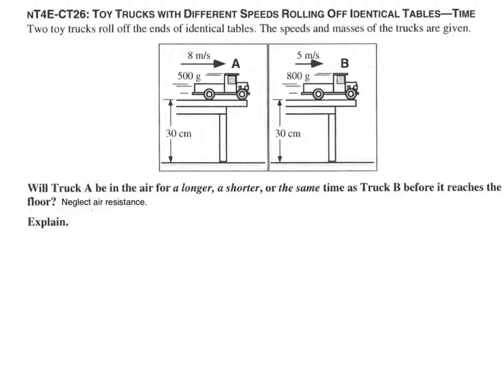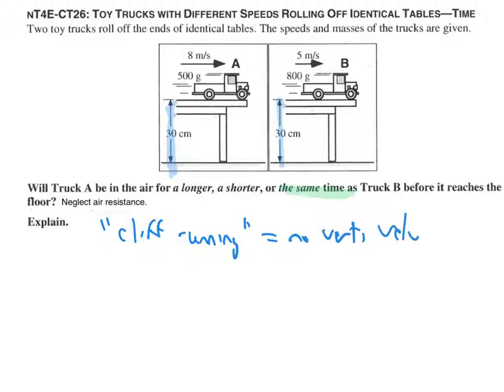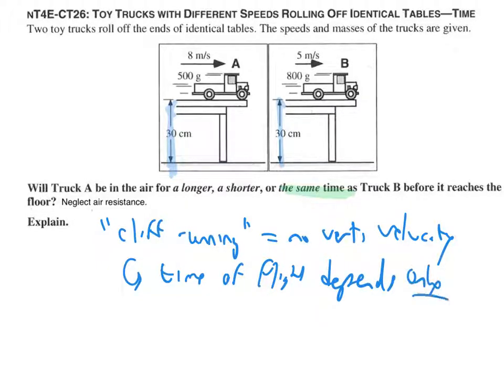And explain, of course. To jump right to the answer, it's going to be the same time. Why is it the same time? Because they have the same height. And we know that for things that are so-called cliff running, meaning no vertical velocity at the start, the time of flight depends only on the initial height.